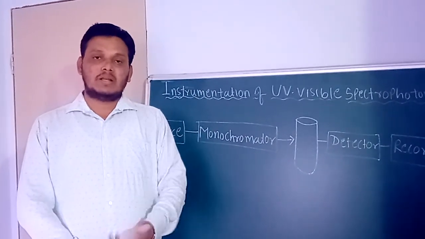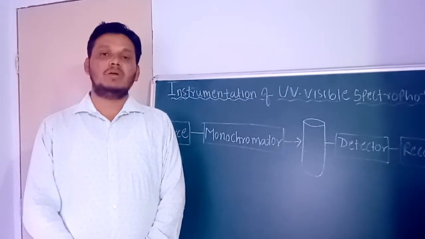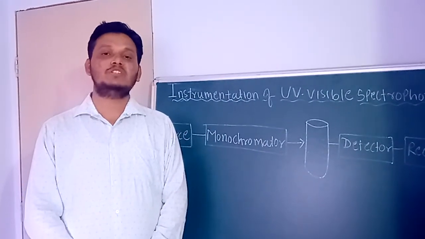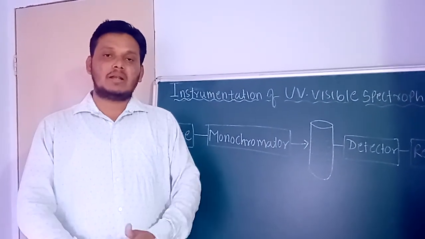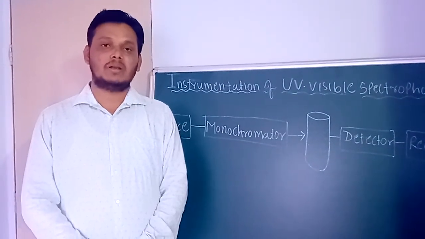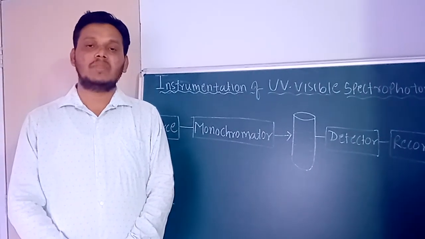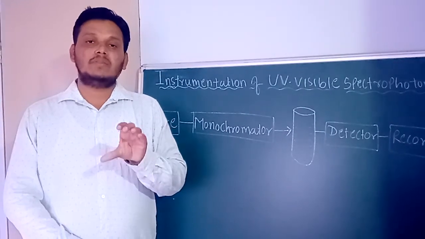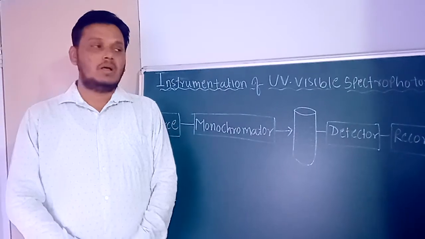There are two different types of spectrophotometer. Number one is the single beam UV visible spectrophotometer, and number two is the double beam UV visible spectrophotometer. And you know that the ultraviolet region is from 200 to 400 nanometer, and the visible region is 400 to 800 nanometer. Now in this session we will see the instrumentation part of UV visible spectroscopy.